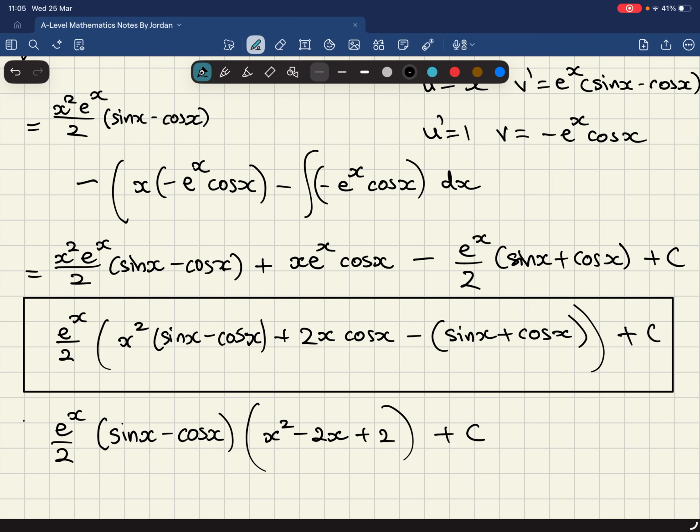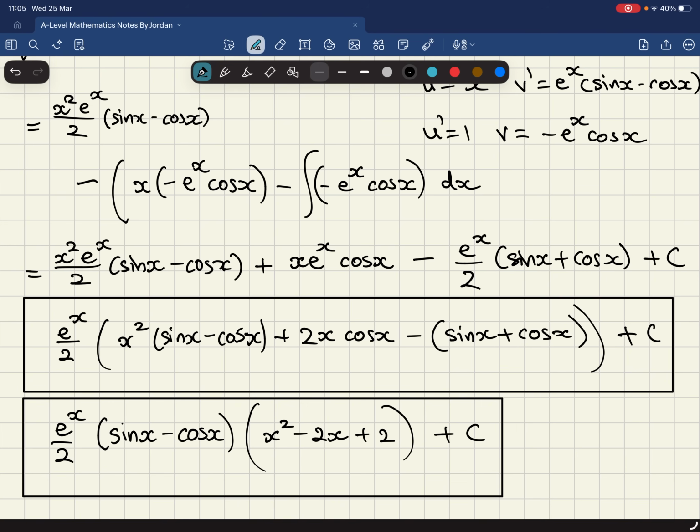So both of these are the same. You can see the bottom one just looks a bit nicer. So have a go and let me know how you get on and what you get.